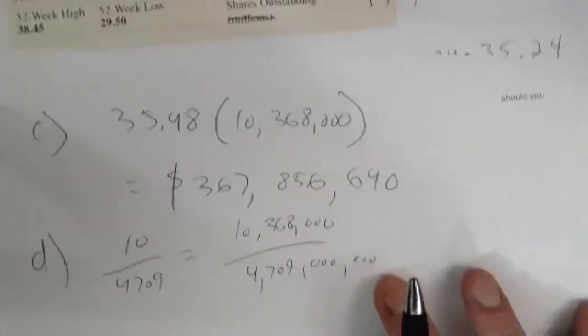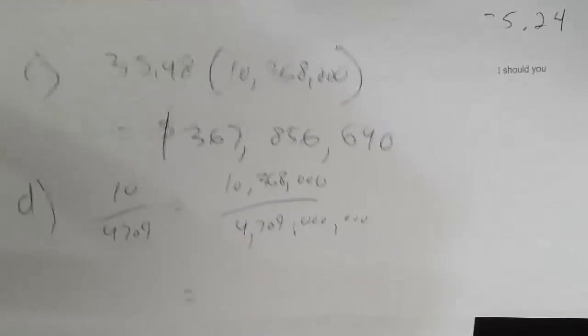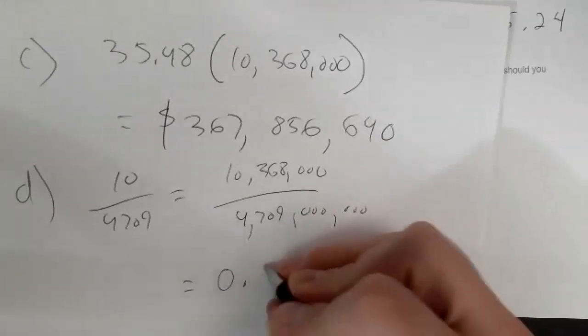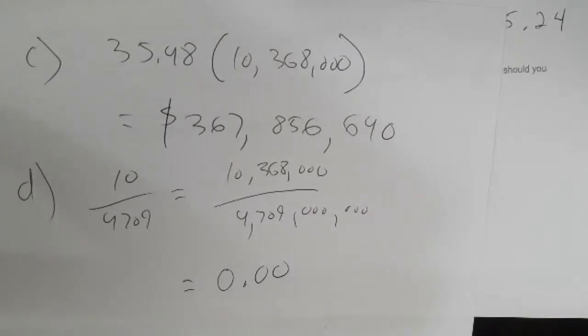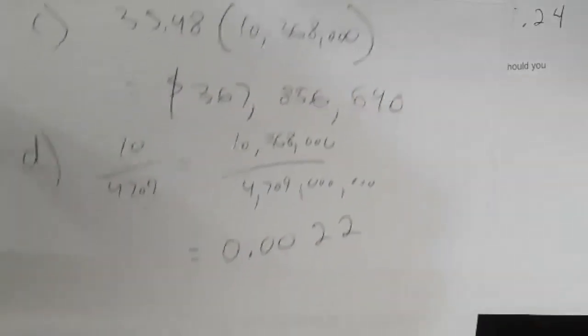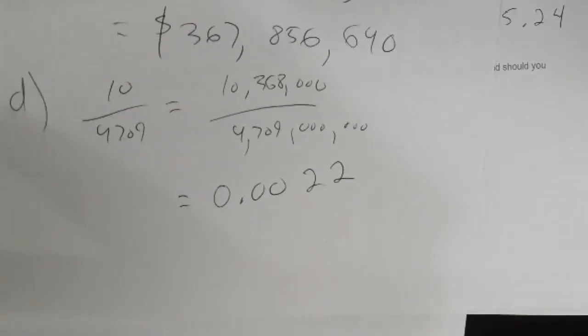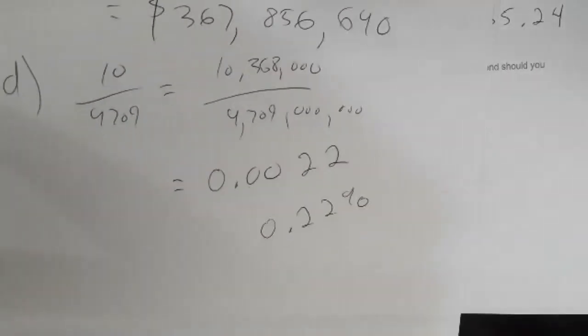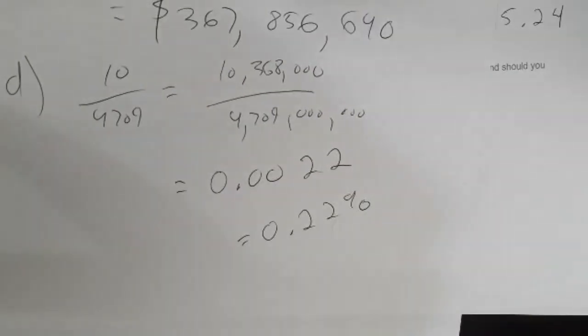Okay, so we're doing 10 out of 4709, somewhere in that ballpark. If I don't do any rounding, I'm getting 0.0022, somewhere around there. And this is a decimal, and they want to know what percent. Not a high percentage, so don't let that confuse you too much. It's a fraction of a percentage, right? 0.22%.